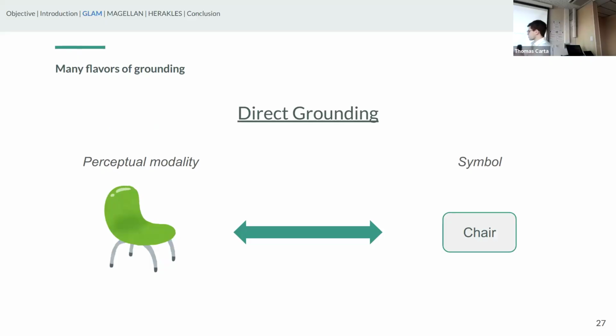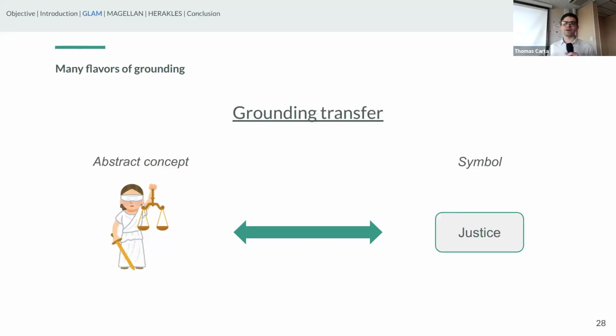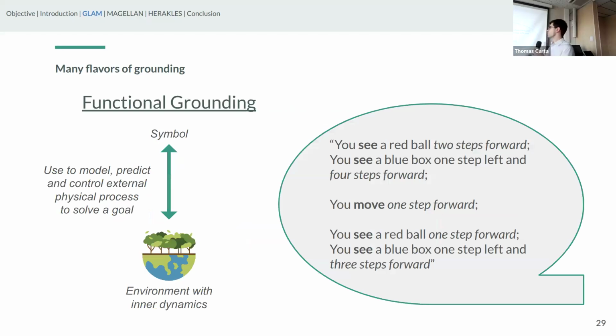The most well-known form of grounding is direct grounding. It's when we link a perceptual modality, for instance, the image of this chair, to a symbol, for instance, here, the word chair. Another form of grounding is grounding transfer, where we link an abstract concept, for instance, the concept of justice, with a symbol, the word justice. It's usually done through distributional semantics, where we look at the relation between the different words to get some meaning.